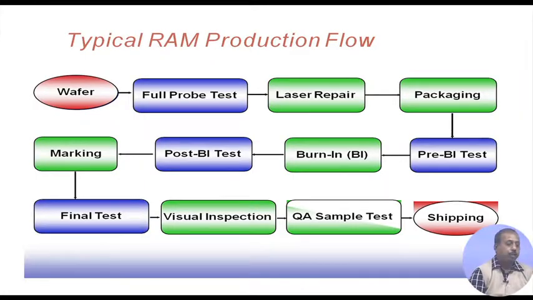Then it goes into the burn-in phase, where it is subjected to a long test sequence, maybe with different types of patterns. Then the chips that survive the burn-in phase go to the post-burn-in test. Again after the burn-in phase, some more tests will be done. Then the marking will be done, like which one is good and which one is bad, then the final test, visual inspection, quality assurance sample test, and then shipping. So, this is the total RAM production flow.